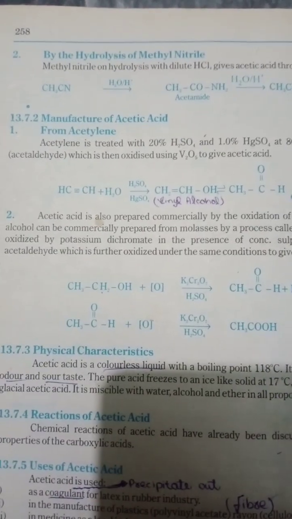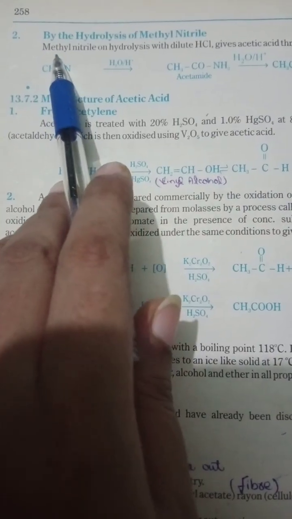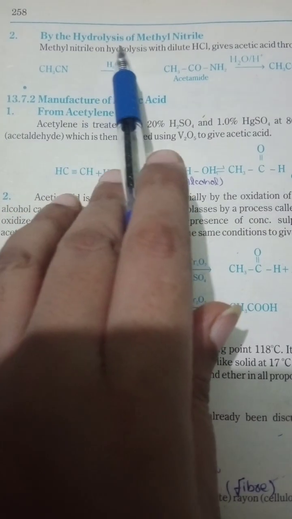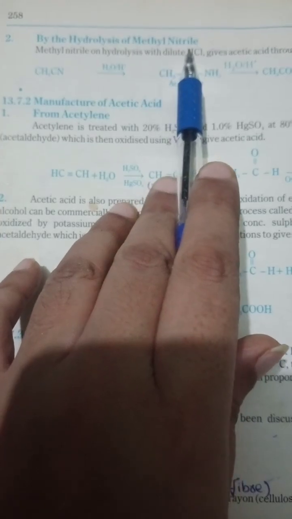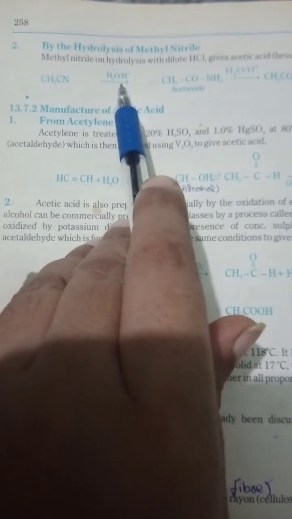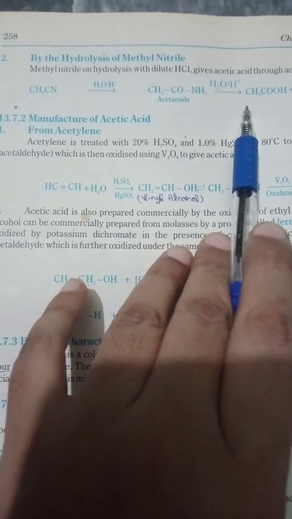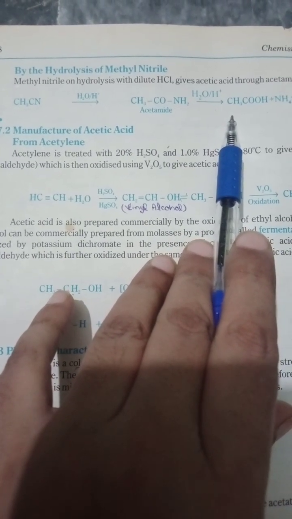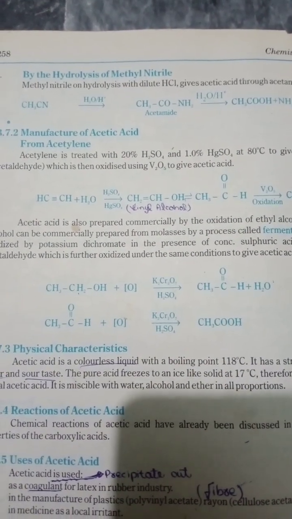Now next we move to the next page, that is page 258. Another formation method of acetic acid is the hydrolysis of methyl nitrile. Whenever the methyl nitrile is hydrolyzed, it is converted into acetamide, and on further hydrolysis it is converted into acetic acid.